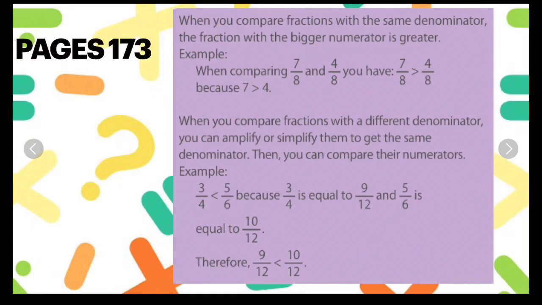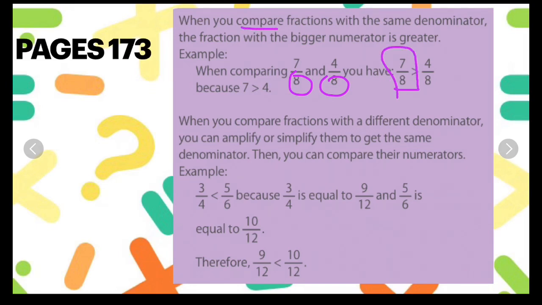This is the information, this concept box right here. It's on page 173, on the bottom part located to your right, okay? It says, when you compare fractions with the same denominator, the fraction with the bigger numerator is greater. Example, when comparing 7/8 and 4/8, 7/8 is greater than 4/8 because 7 is greater than 4. Simple, okay? You see that it's the same denominator, so you just have to see which one is bigger.